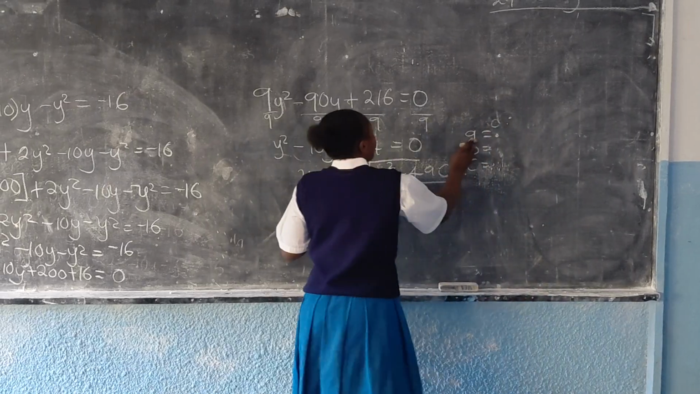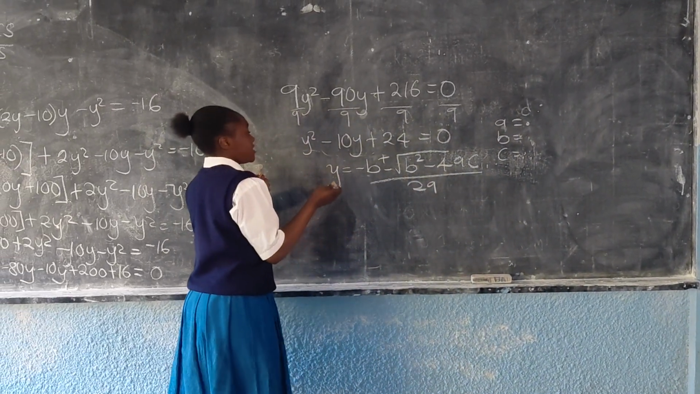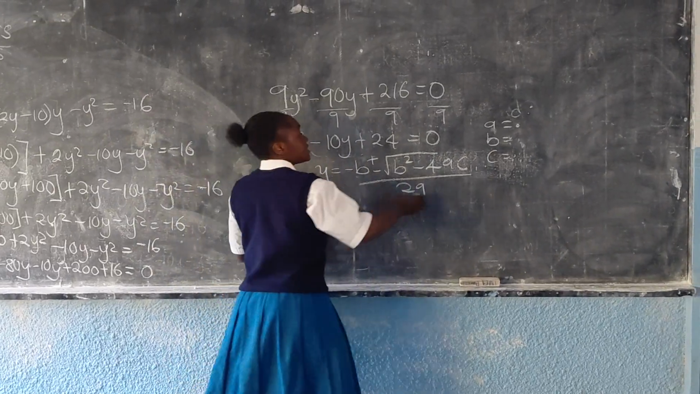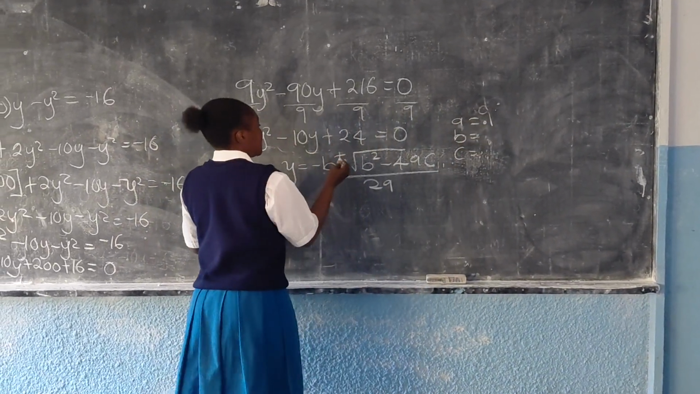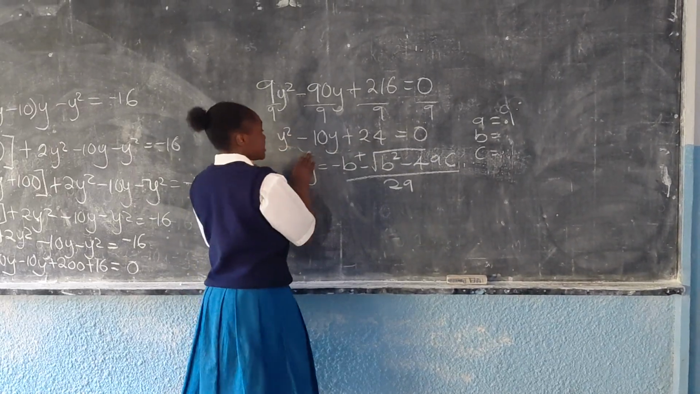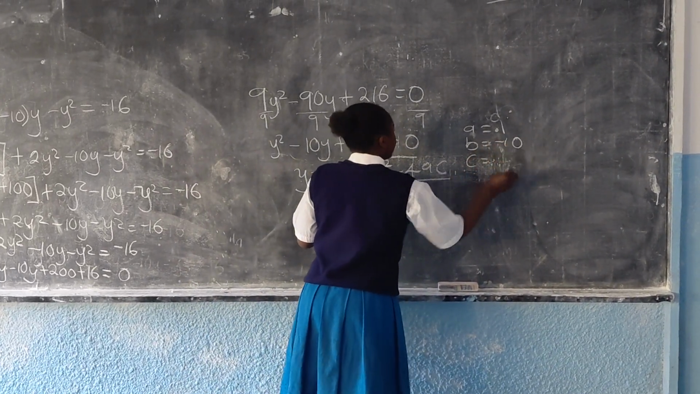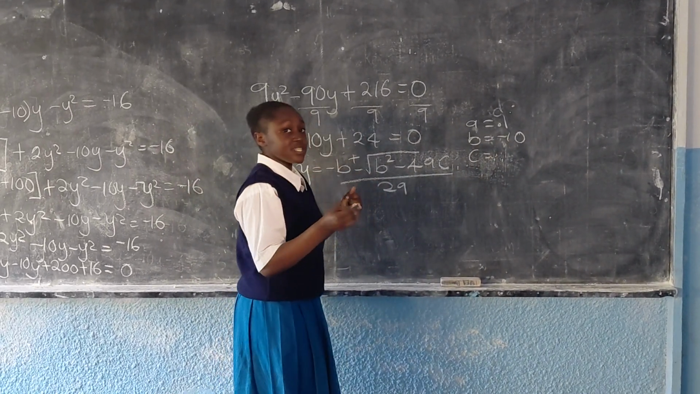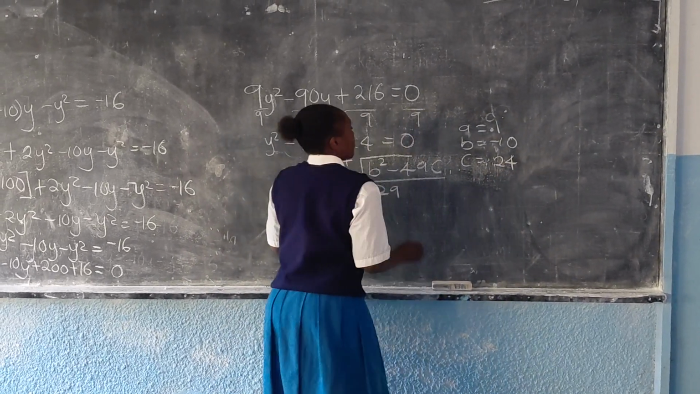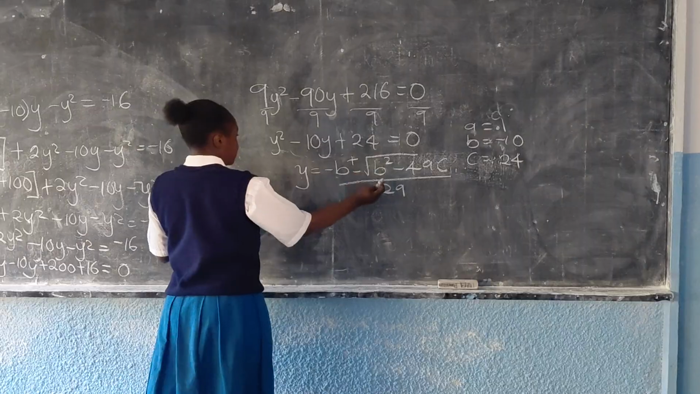So, the a in the quadratic equation is always the coefficient of the squared variable, which in this case is 1. The b is always the coefficient of the variable that is not squared, which in this case is negative 10. And the c is always the constant of the equation, which is 24. So we're going to get these numbers and replace them into this formula.